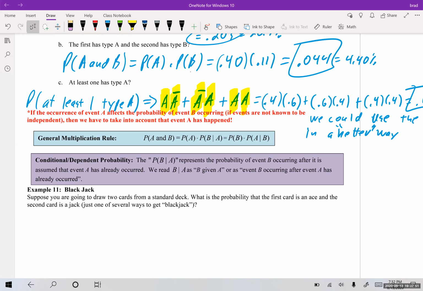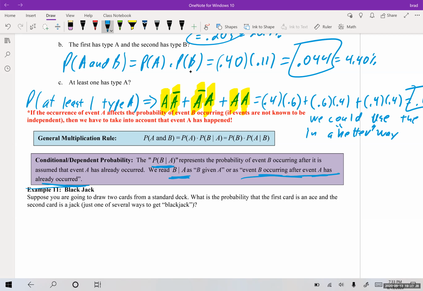Okay, so general multiplication rule now. Now we have to worry about if event A affects the outcome of event B or vice versa. Conditional, dependent probability, this is the hardest part of chapter 4. It says the probability of B, given that A already has occurred, represents the probability of event B occurring after it is assumed that event A has already occurred. We read B given A as this notation right here, guys, which you're just going to have to get used to. This means event B occurring after event A has already occurred.